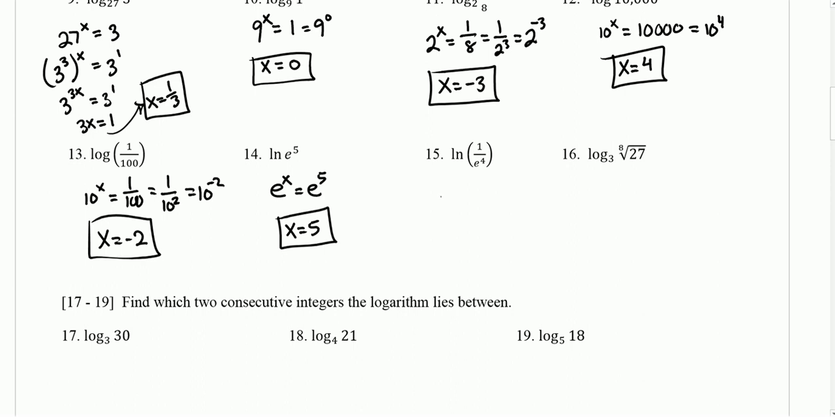15 is also a natural log, asking e to what power is 1 over e to the fourth power. 1 over e to the fourth is e to the negative 4, so x is negative 4.